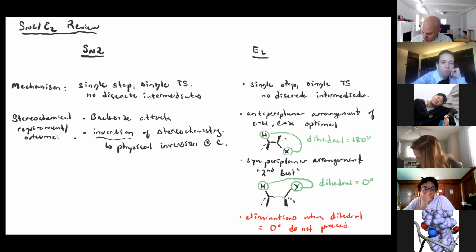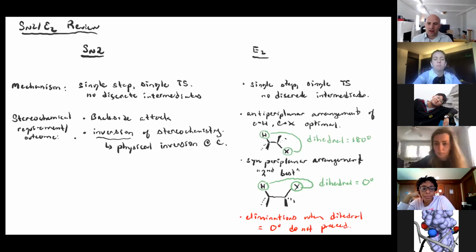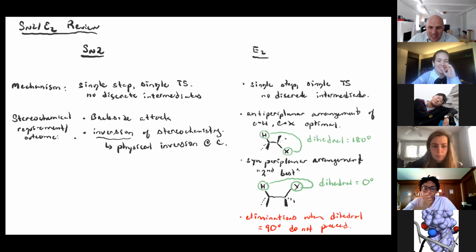And so we'll talk about the orbital interactions in a second, but I just wanted to say there's both an orbital and a steric basis for favoring the anti-periplanar over the syn periplanar. And should the text in red say, oops, sorry, thank you. Yes. 90 degrees orthogonal does not proceed.